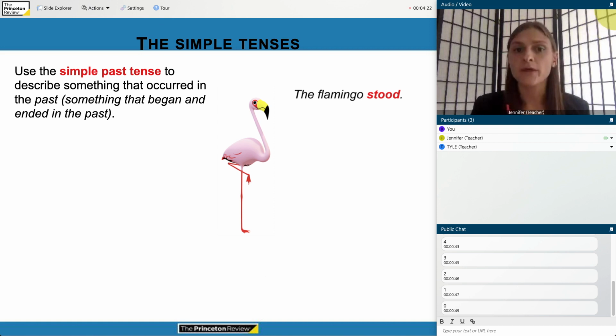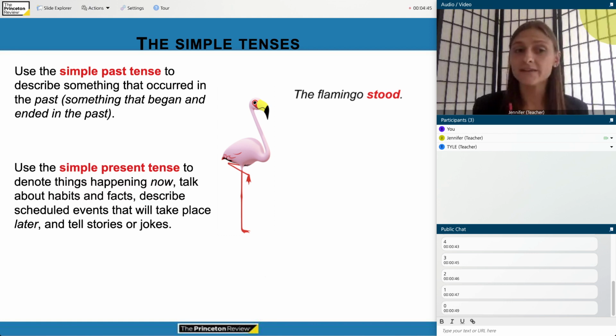Super simple, and stood happens to be an irregular verb. So we say I stand, I stood is the simple past. A lot of our regular verbs, to put them in the past tense, we just add ed. We're not going to go into a full conjugation thing today, but just a note for yourself, check out a verb chart if you're not sure about irregular conjugations.